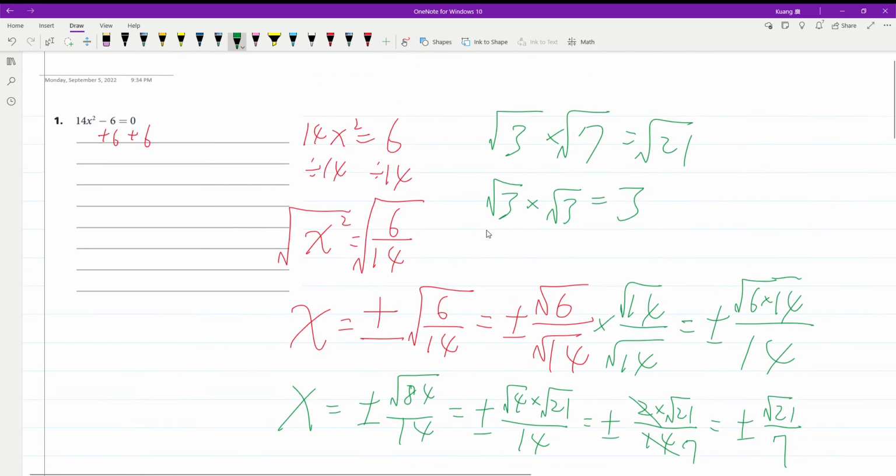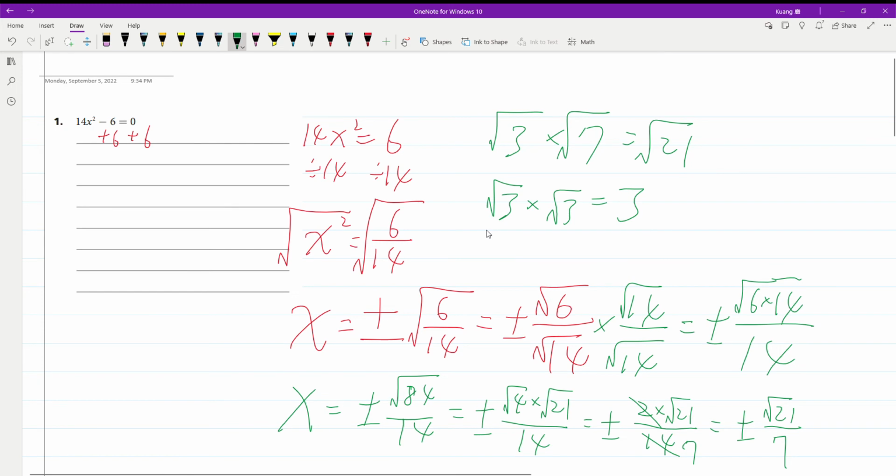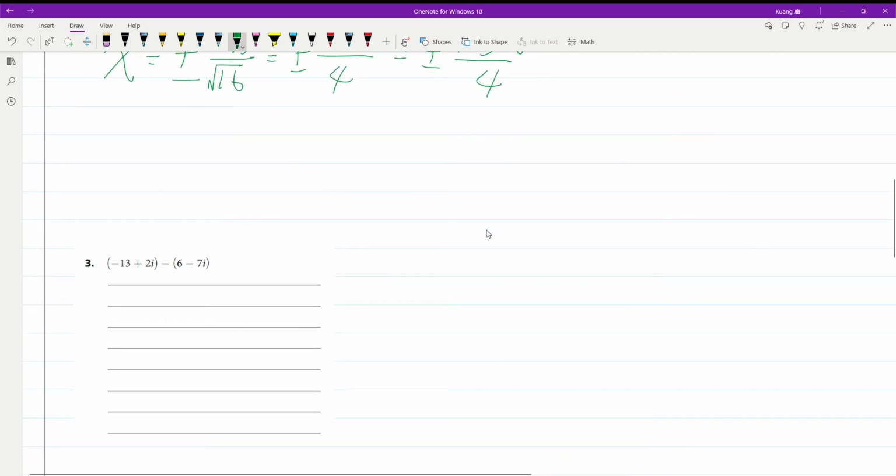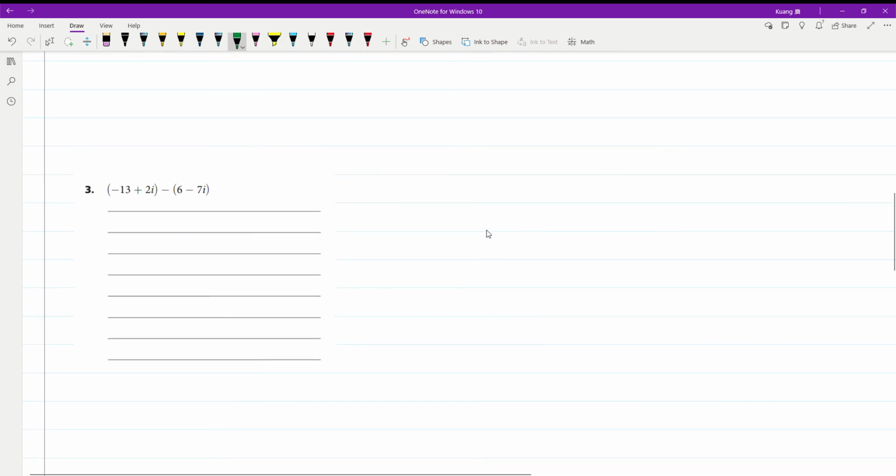And then this is 2.1, I think. And then how about 2.2? Okay. So when you do an operation including i, you just think of it just like x, right? So if you can do this, negative 13 plus 2x minus 6 minus 7x, then just use the same method for this, okay? Just think of i as a variable. So negative 13 plus 2i.